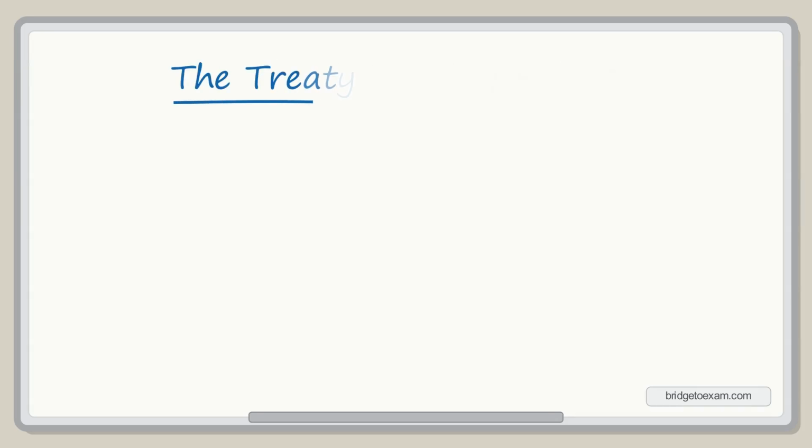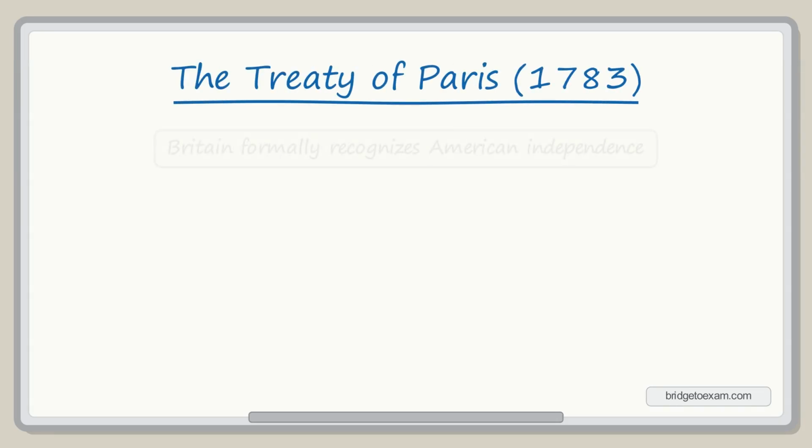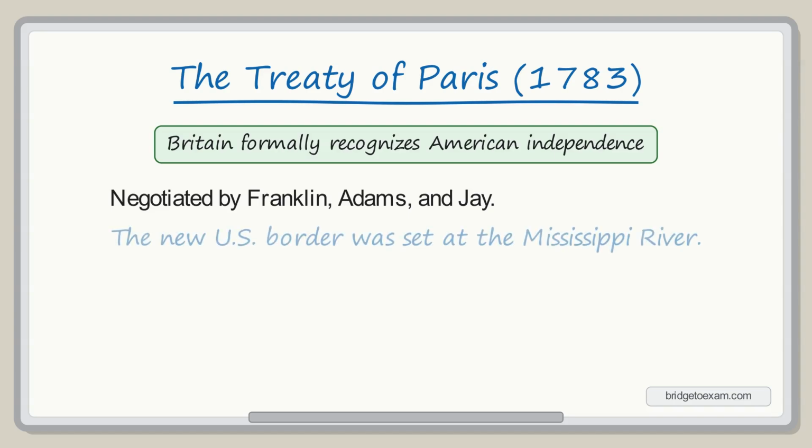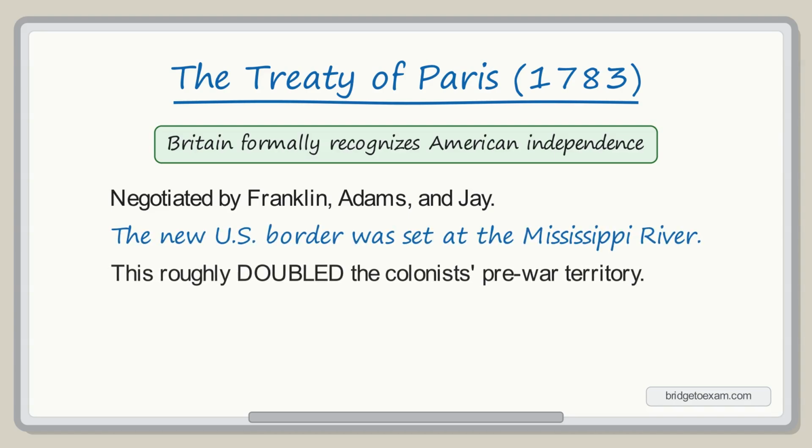The war ended officially with the Treaty of Paris, signed in 1783, and negotiated by Franklin, Adams, and Jay. Most importantly, Britain formally recognized American independence. And the treaty was a stunning windfall. It set the new nation's western border at the Mississippi River, roughly doubling the territory the colonists had before the war. Britain also agreed to pull its troops off American soil.